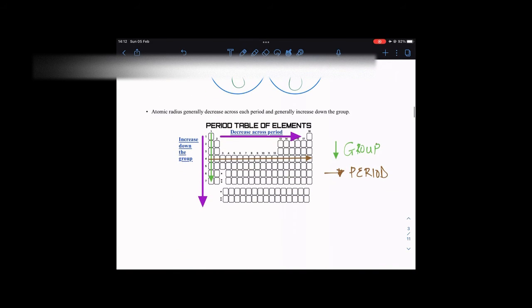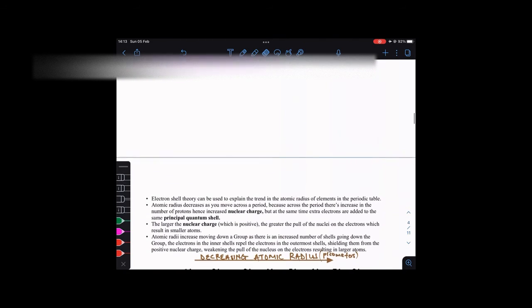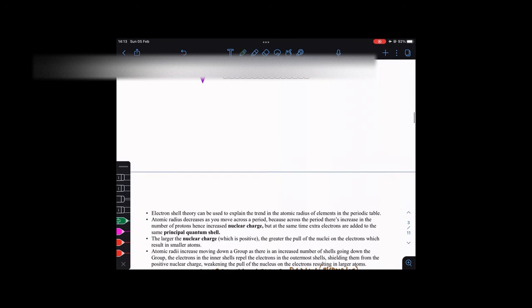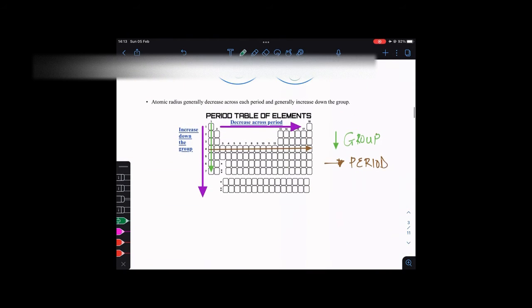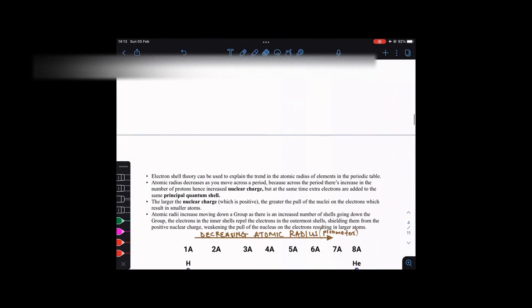So the atomic radius of elements on the periodic table decreases across the period, and then it increases down the group. We explain why it decreases using the electron shell theory. For those that might not understand what a period is, going across here is what we call a period, and going down here is a group.